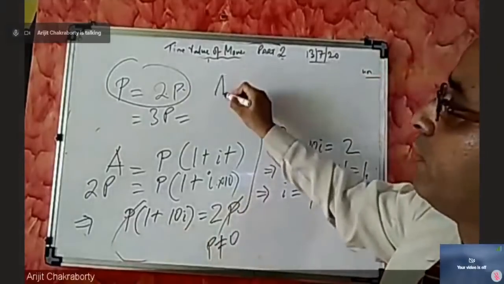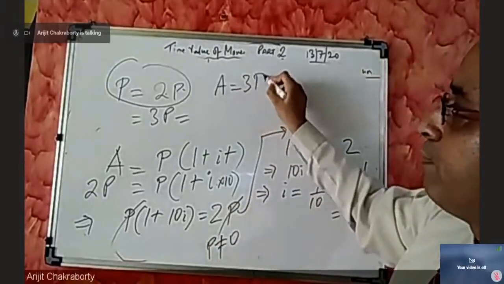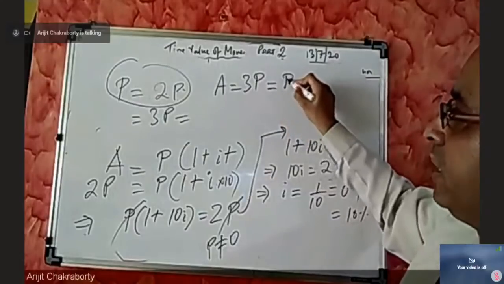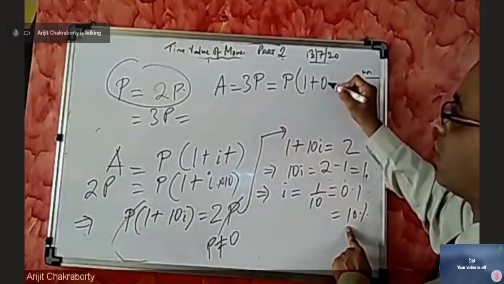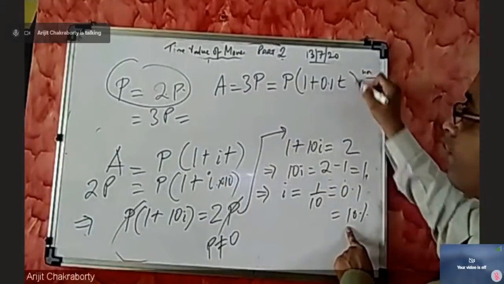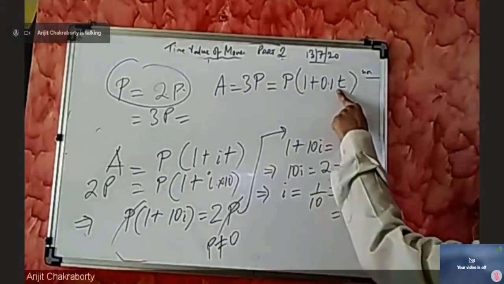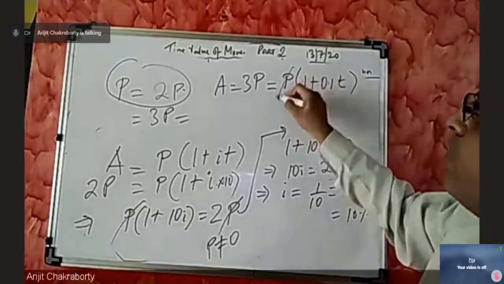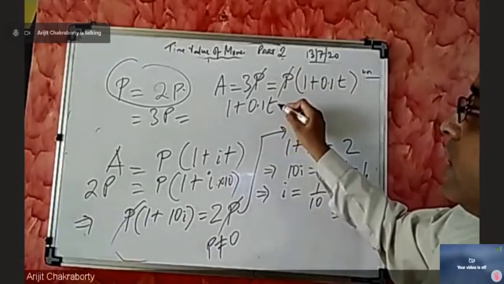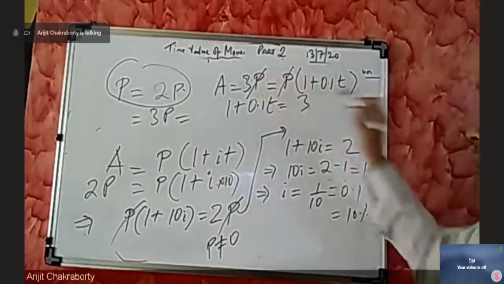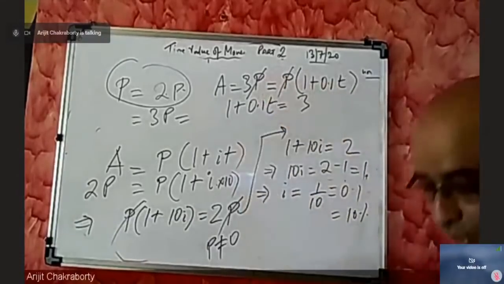So the formula will be amount is equal to 3P, and this will be equal to P into 1 plus interest rate, which is 10%, so 0.1, into T. T is the time which is required. So P cancels out, and you have 1 plus 0.1 T is equal to 3. Okay, this is the equation.